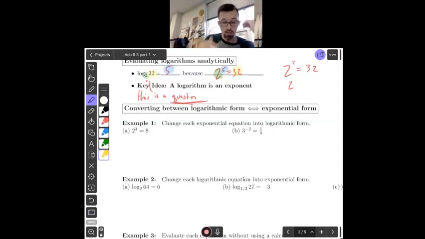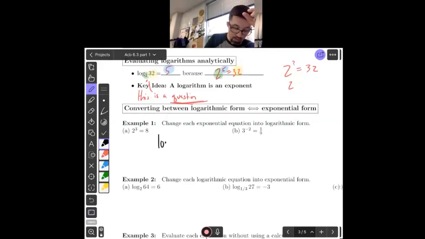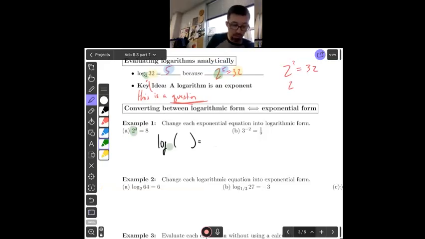So if it's in exponential form and I want it to be in logarithmic form, I know my answer is going to look like this. It's going to be log base something of something equals something. I need to fill in these 3 spots. What's my base? What's my argument? What's my answer? Well, the base, I think, is the easiest part, because the base of the power is the base of the log. So that's going to be log base 2.